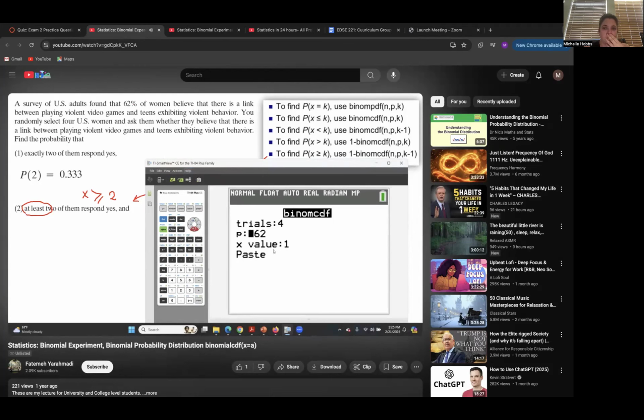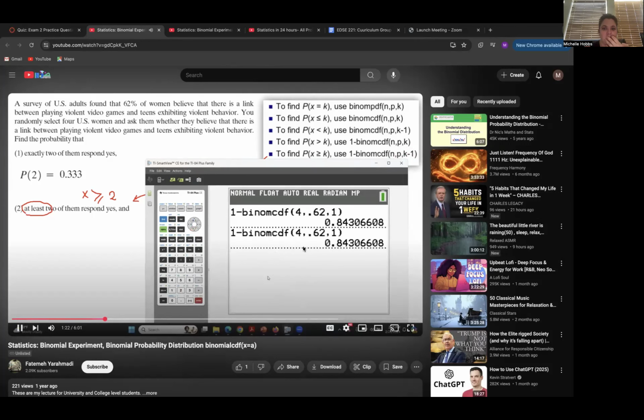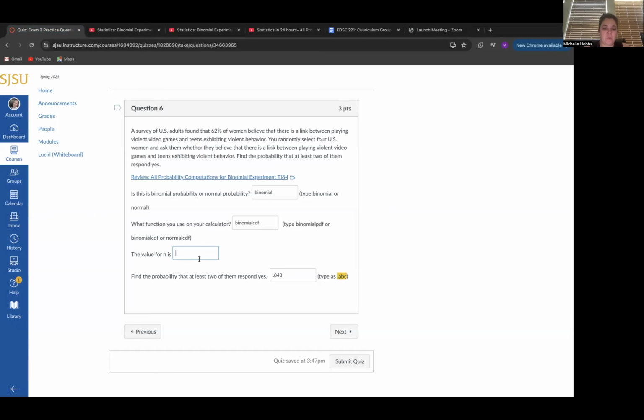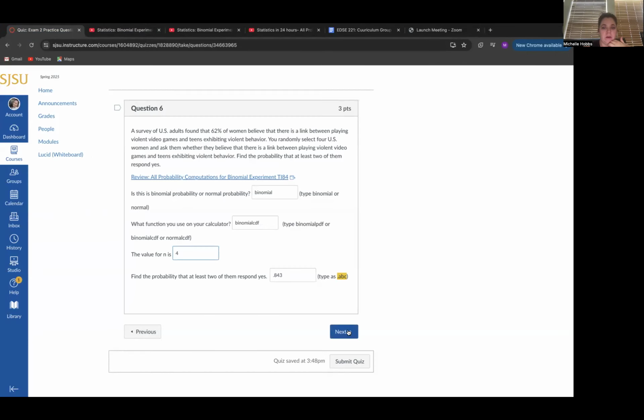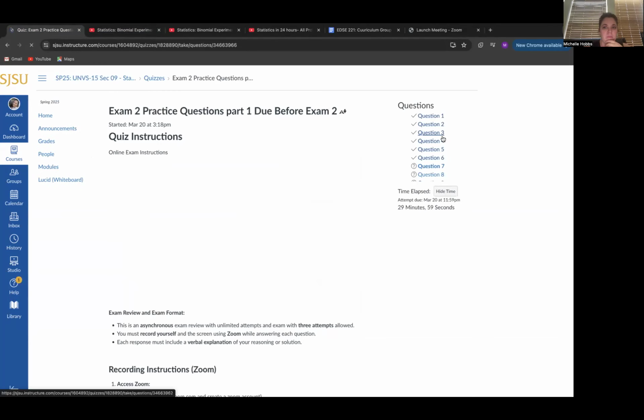Now the x value is not 2. The x value is 2 minus 1. I have to do a little bit of algebra here and then hit paste and you find the probability. So the value for n is 4 because it's showing right here. That's the first number. All right, next.